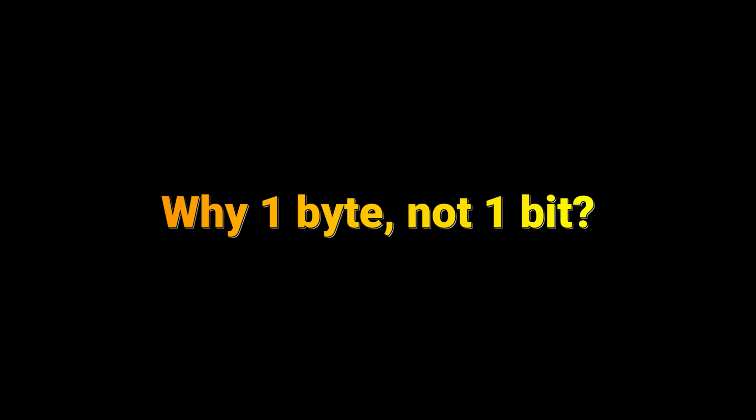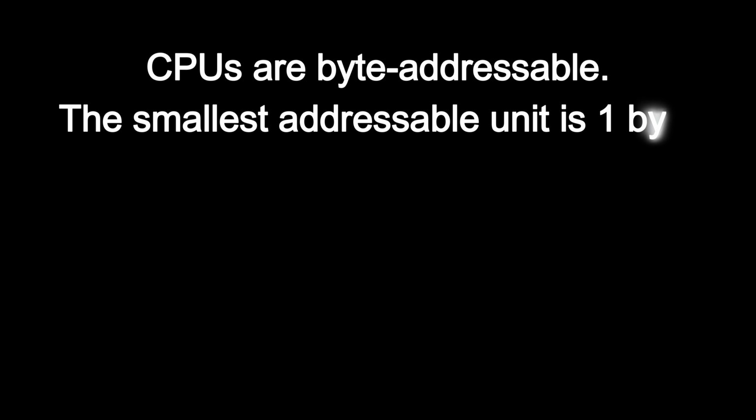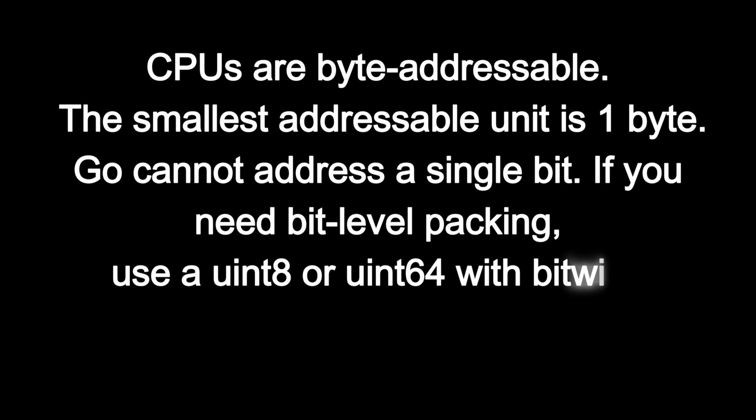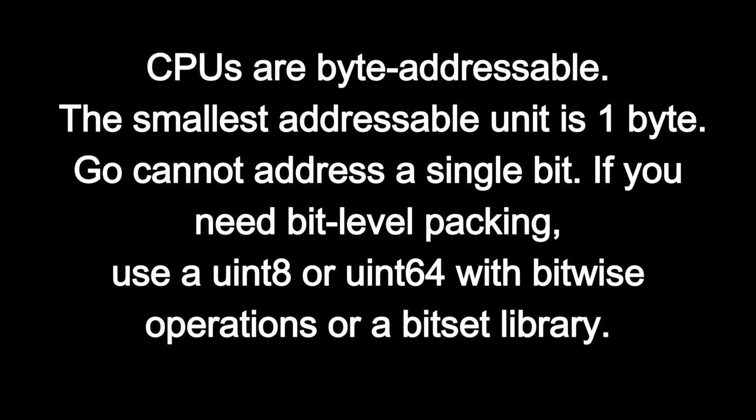Why 1 byte, not 1 bit? CPUs are byte-addressable. The smallest addressable unit is 1 byte. Go cannot address a single bit. If you need bit-level packing, use a uint8 or uint64 with bitwise operations or a bitset library.